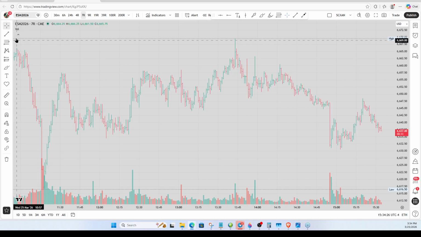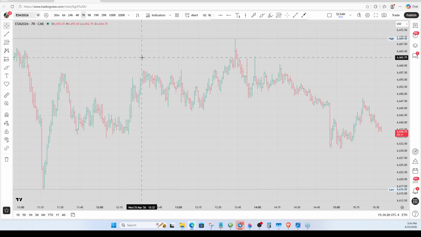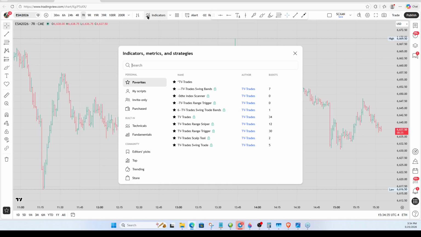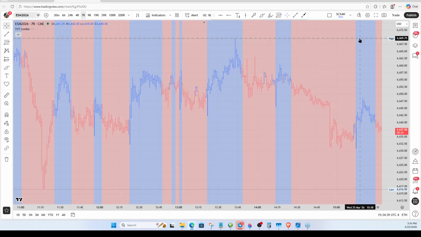Now, by default, this is what a chart looks like. Just get rid of that. When you put the scanner on there, it doesn't matter what symbol it is. It doesn't matter what time frame it is. All that, it just doesn't matter. Okay? Just go into your TV trades and throw the TV trades on like that. It says TVT combo. It doesn't say TV trades anymore. If you hover over it, it says TV trades. But up here, the words are TVT combo.